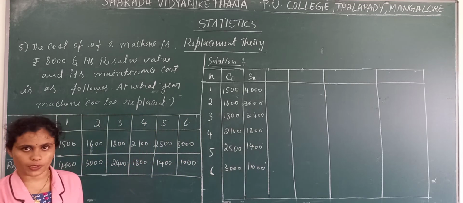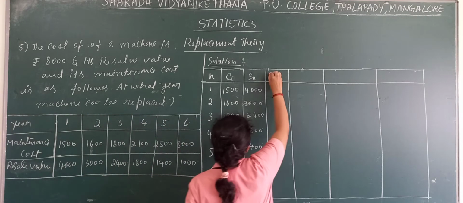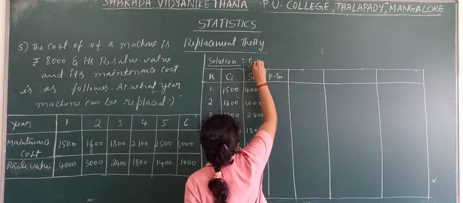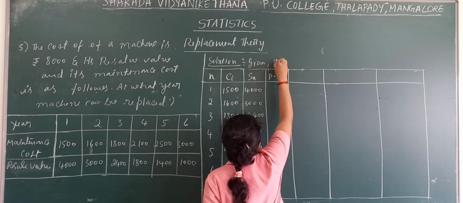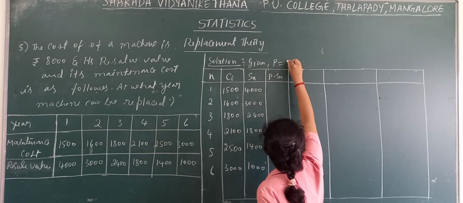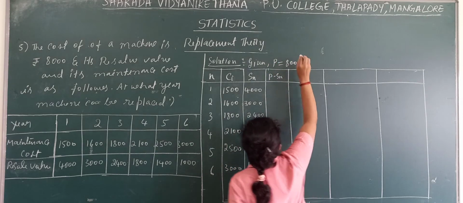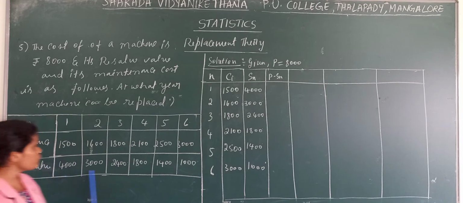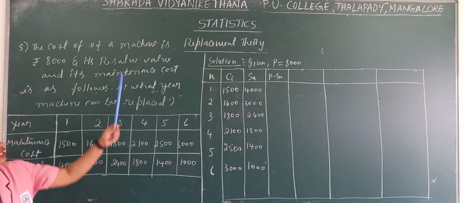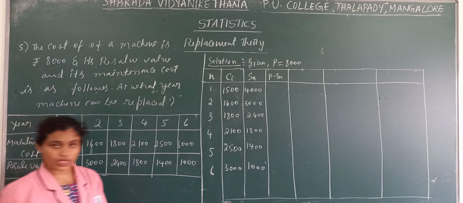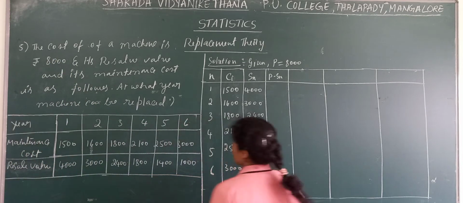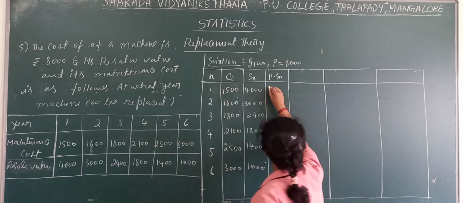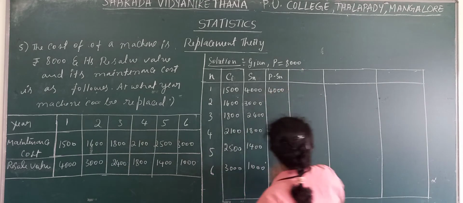Now what we need to find out? We need to find out P minus SN. What is the cost of the machine here? The given cost of the machine is 8,000. Now here different scrap value is given for different years. So we need to deduct from the actual cost of the machine. It is 8,000. Now P, 8,000 minus 4,000, we get 4,000 here.